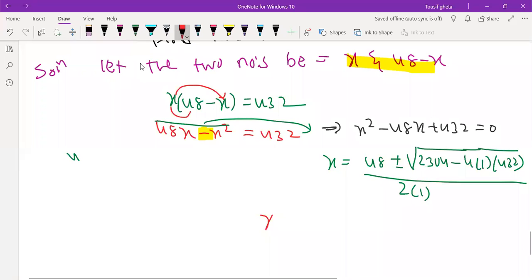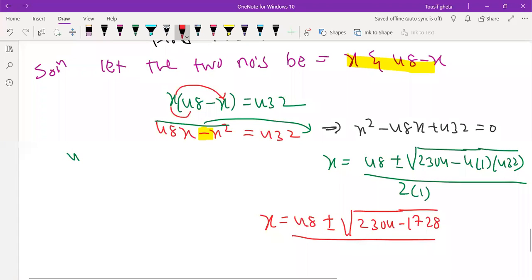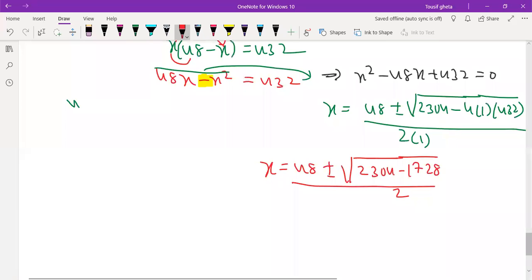So x is equal to 48 plus or minus root of 2304 minus 432 into 4, which is 1728, divided by 2. Now we will do 2304 minus 1728. If you do, how much will you get? You will get 576 divided by 2.